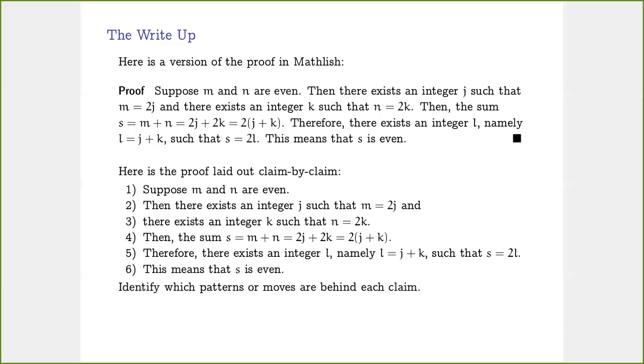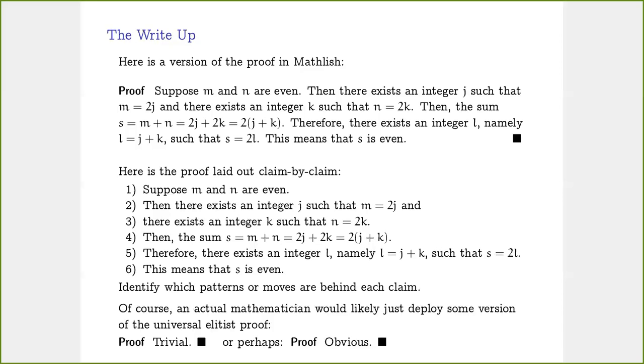What you'll be asked to do in this course with respect to proofs is largely be given a proof like this as a list and try to recognize what some of these patterns are as they're being used. Now, an actual mathematician would likely just deploy some version of the universal elitist proof: trivial, end of proof, or perhaps proof: obvious, end of proof.